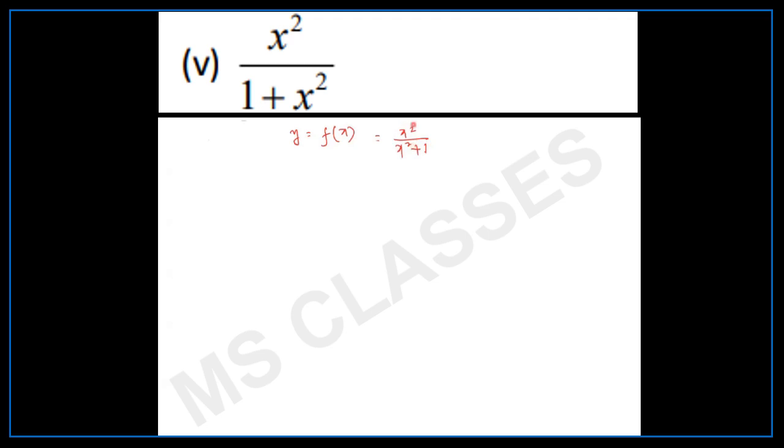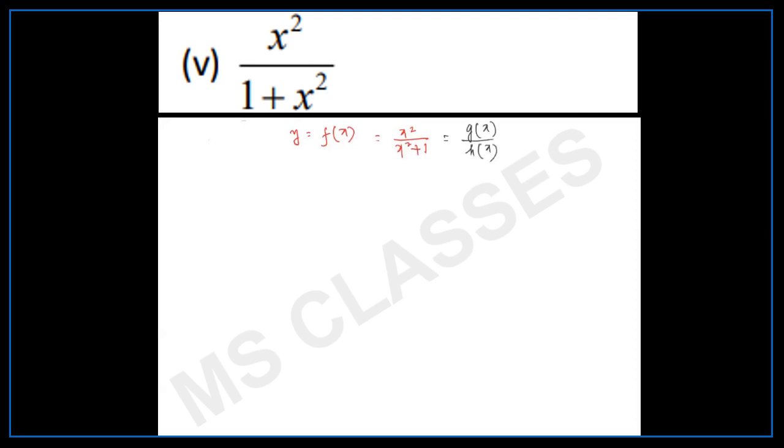Because this is a polynomial of degree 2, and this is a polynomial of degree 2, both will have the domain R. And the denominator can never be 0. So the domain is R. Now see the writing. So f(x) is given as x² / (x² + 1). We take this as g(x) / h(x).